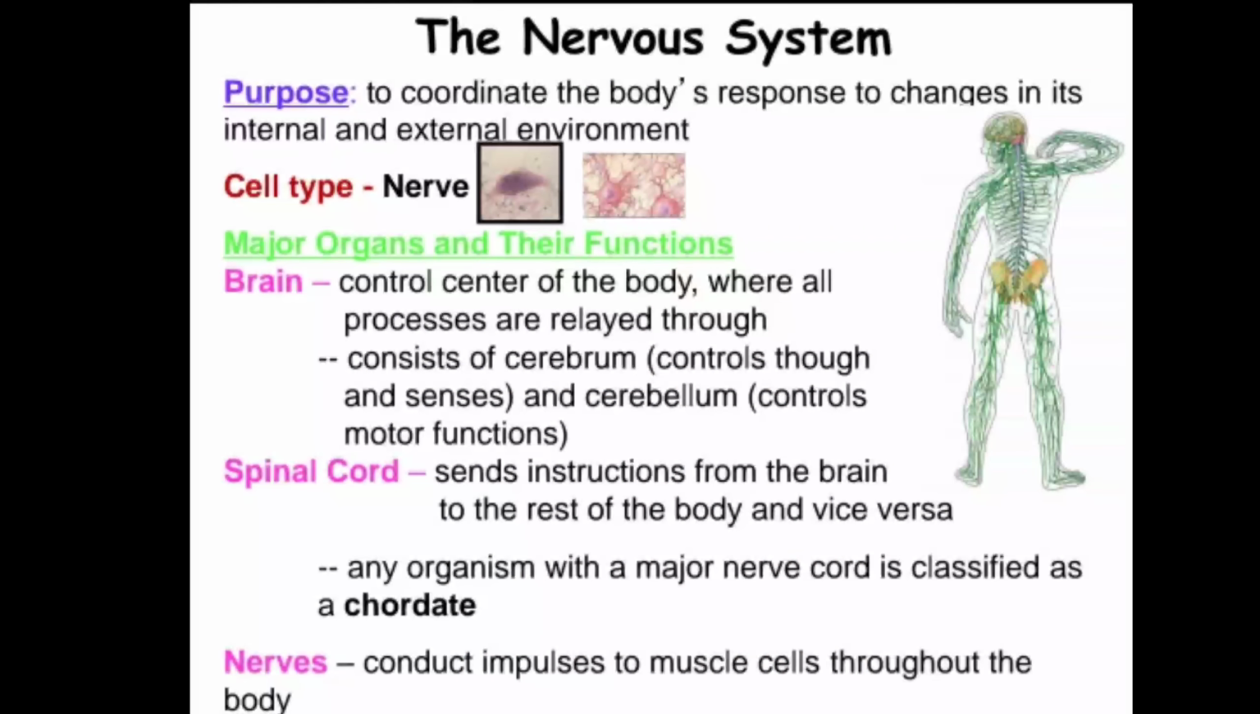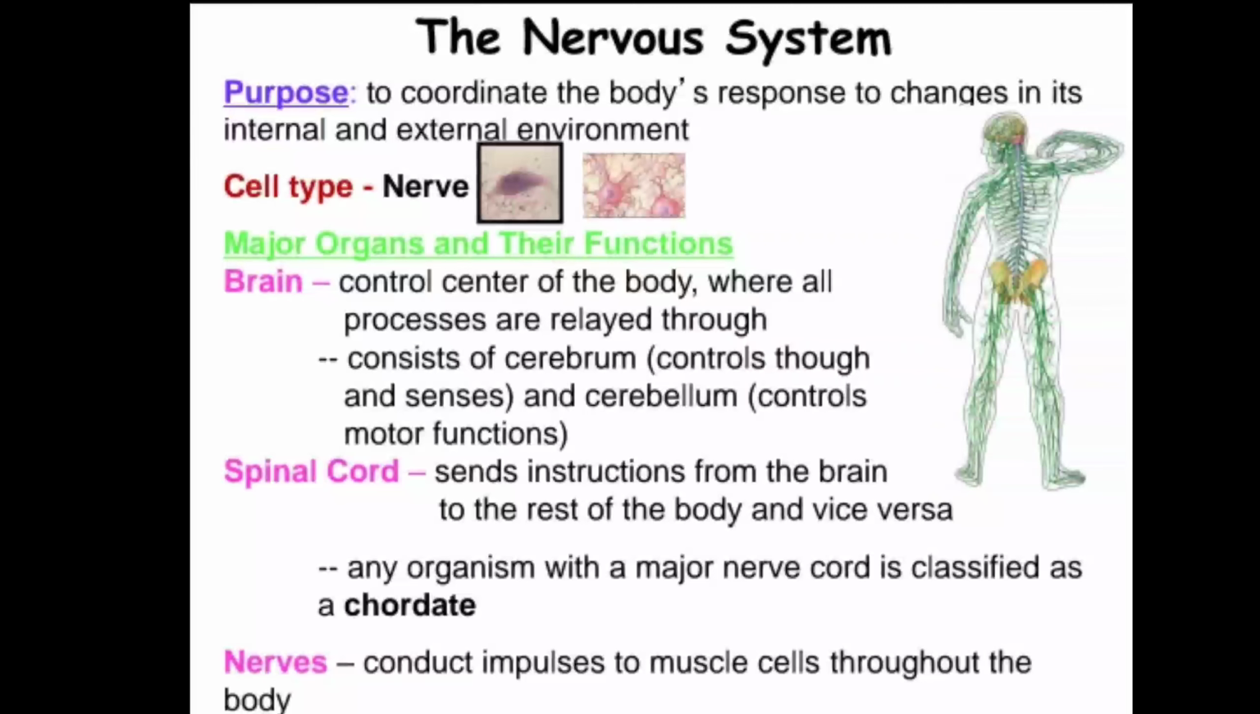The nervous system. Purpose: to coordinate the body's response to changes in its internal and external environments. Nerve. Major organs and their functions. Brain, control center of the body, where all processes are relayed through. Consists of cerebrum, controls thought and senses, and cerebellum, controls motor functions.